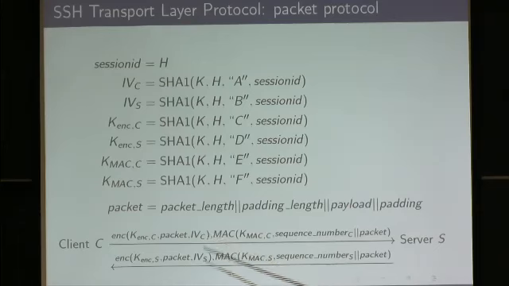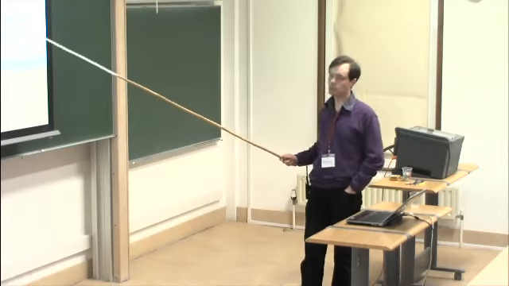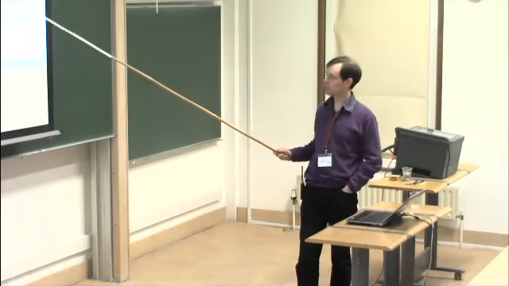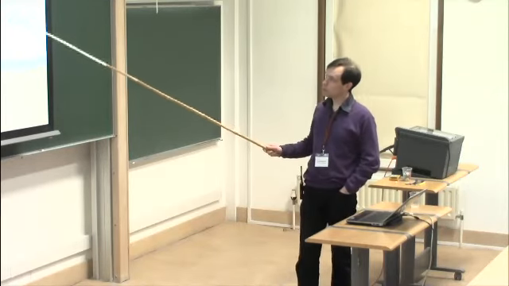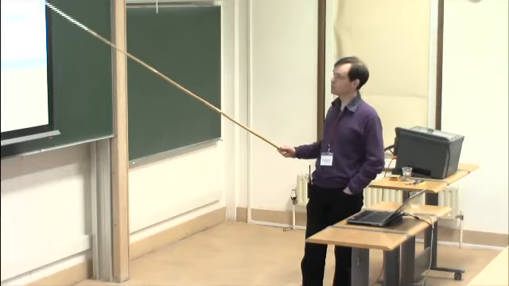And then to send some message, some payload, SSH builds a packet consisting of the packet length, some padding length, the payload that you want to send, and some random padding. Because we use a block cipher, we need to pad so that the length of the packet is a multiple of the length of the block cipher.